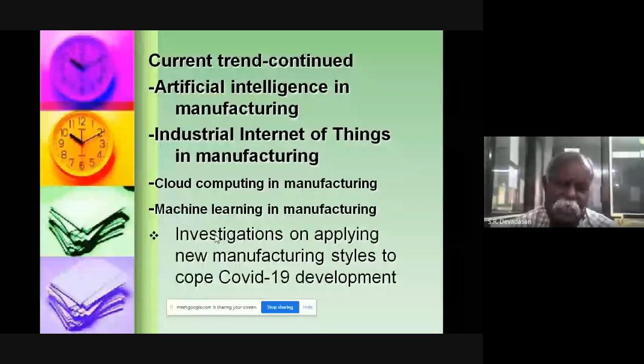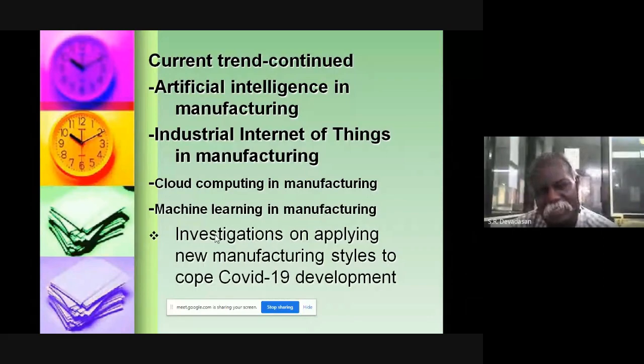It has changed our style also. Even a conference is held in a virtual manner like this. Work from home is actually being done, but still there are many questions to be answered. Not all activities can be done virtually. Many activities have to be done by physical touching of the things.